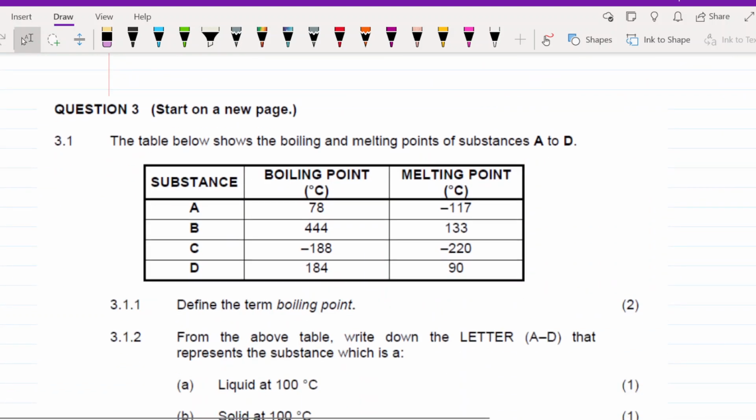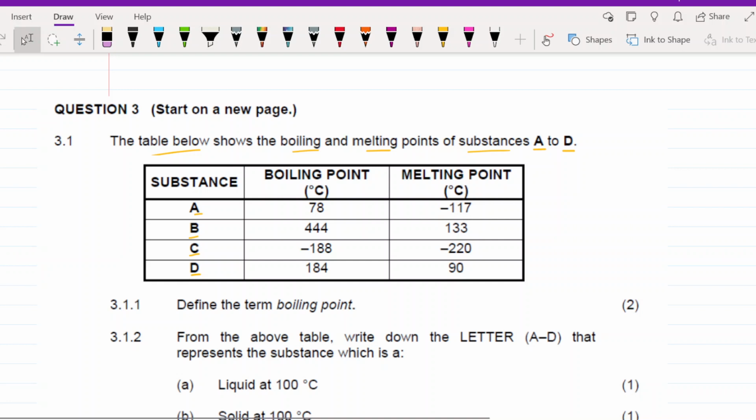Okay, so this is the next question now. It's also question 3 of the kinetic molecular theory. It's a paper 2 question. The question says here now, the table below shows the boiling and melting point of substances A to D. So now we have 4 substances: substance A, substance B, substance C, substance D. These are the boiling points in column 2 and we have melting points in column 3.